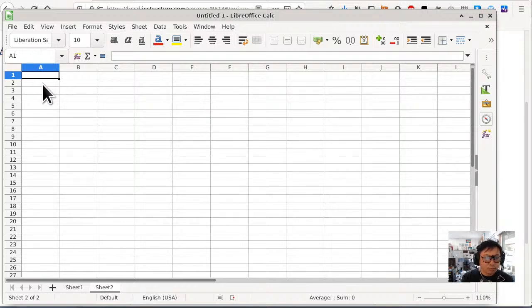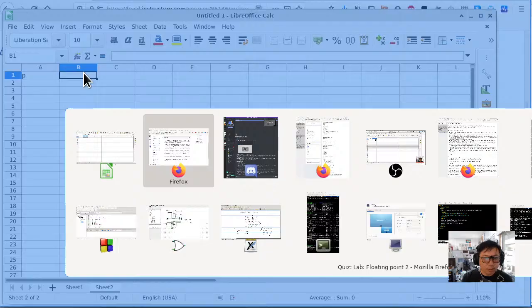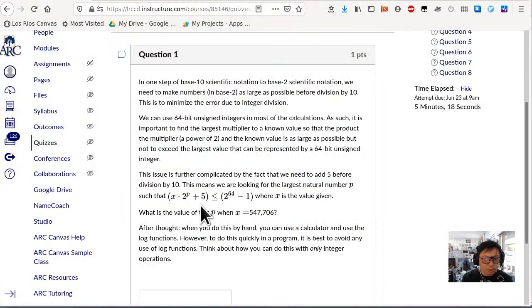All right, so what we'll do is we have a value for P, and I'll just copy the value from the question itself. So in the question we have 5. Okay, I think I can just copy and paste this.